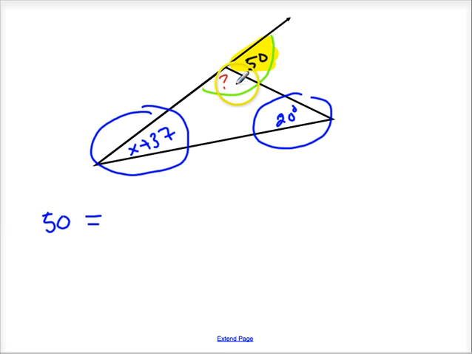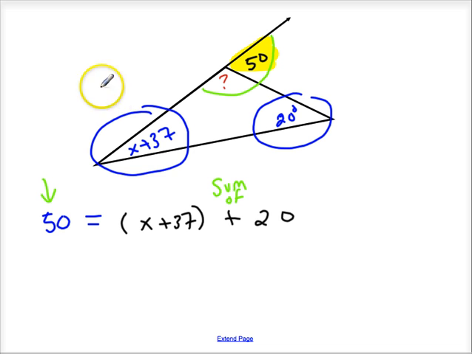So the exterior angle, 50, is equal to the sum of, so I'm adding two angles. What two angles am I adding? X plus 37 and 20. So the exterior angle, 50, is equal to the sum of the two non-adjacent angles, which is x plus 37 and 20. And again, we could just simplify. 50 equals, combine like terms, x plus 37 plus 20. Go ahead. 57.